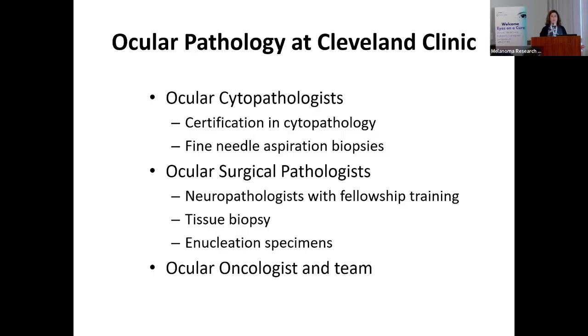So who does ocular pathology? We have a variety of people here. We have ocular cytopathologists, so cytopathologists who are certified in cytopathology and who find the eye in particular challenging. We have a couple of ocular cytopathologists here. We have ocular surgical pathologists. Those are surgical pathologists who are trained specifically in neuropathology, so their practice is strictly tissues from the eye and from the brain. They deal with the tissue biopsies and the eye enucleation specimens.